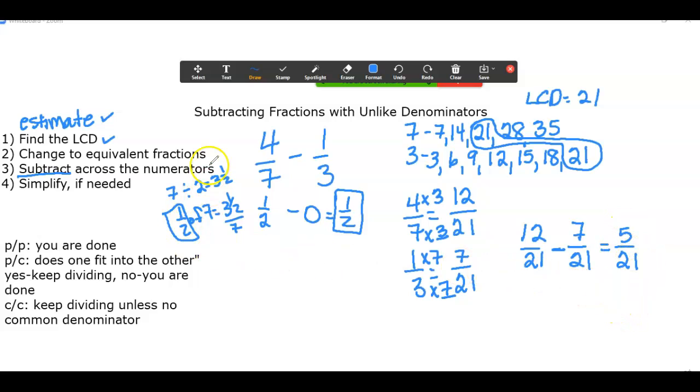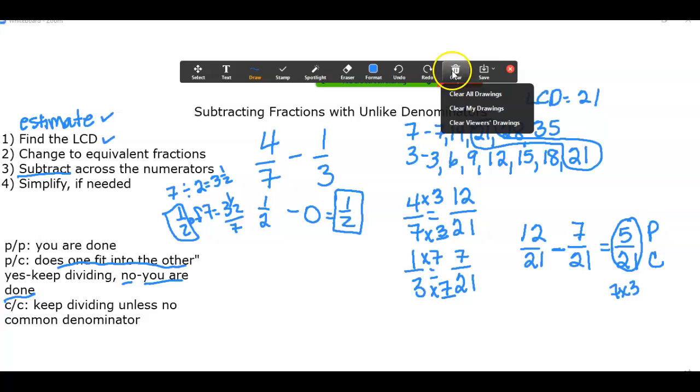Okay, so now I am down here to simplifying. So I have to ask myself some questions. Okay, 5 is prime. 21 is composite. Remember, 7 times 3 is 21. Okay, so it's composite. So over here, when it's prime and composite, I ask myself, does one fit into the other? Does 5 go into 21 equally? No. So I am done. Okay, so 5/21 is my answer.